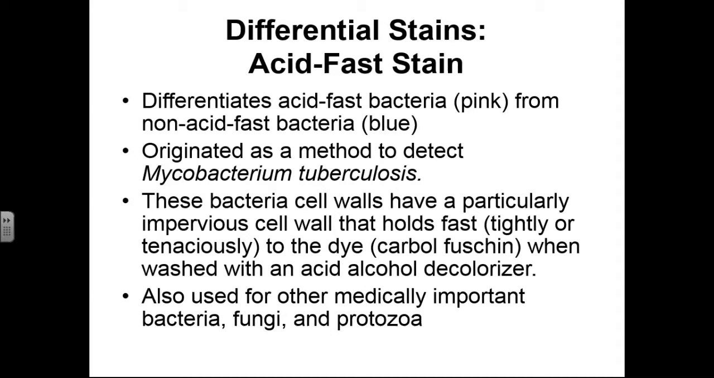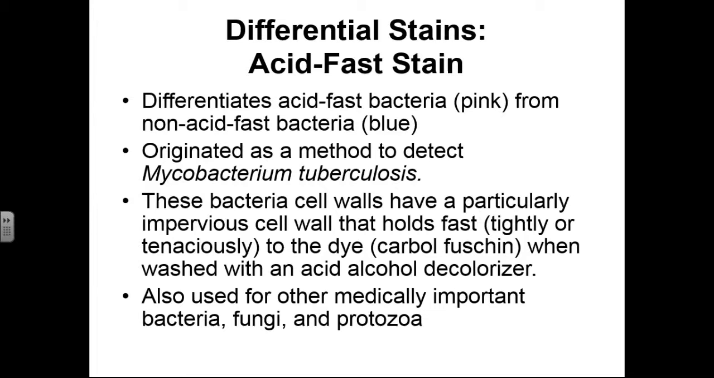Another one is our acid-fast stain. Our acid-fast stain will differentiate acid-fast from non-acid-fast bacteria. If they're acid-fast, they are going to be stained pink, whereas if they're non-acid-fast, they'll be stained blue. The acid-fast stain is the gold standard method for finding Mycobacterium tuberculosis, the bacteria that causes the disease tuberculosis.